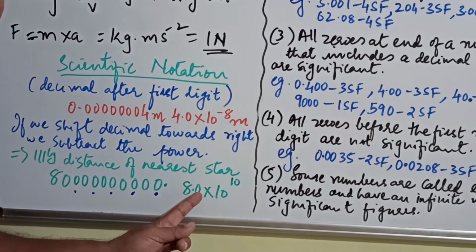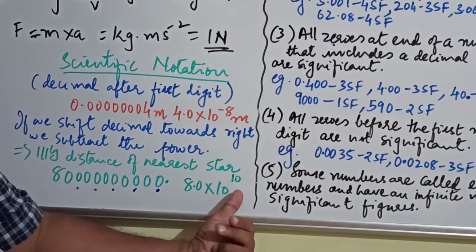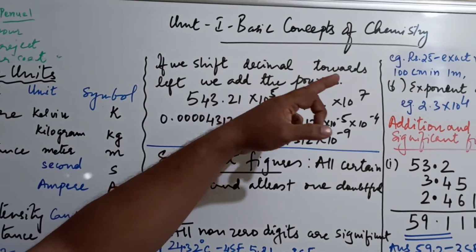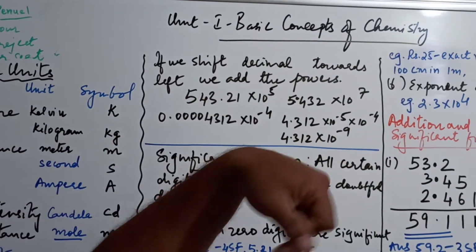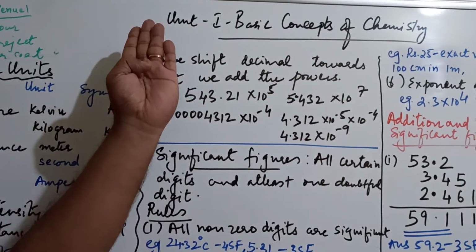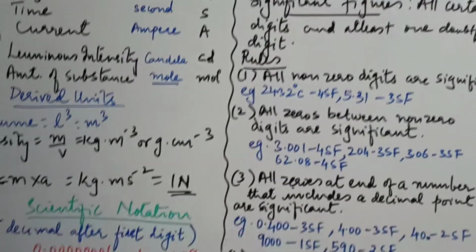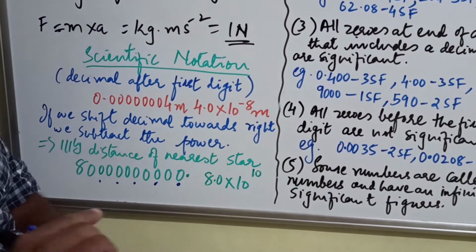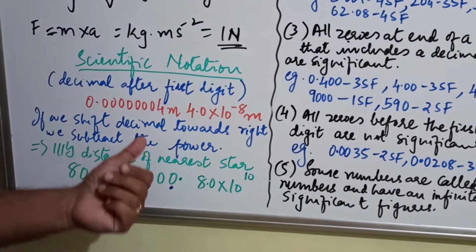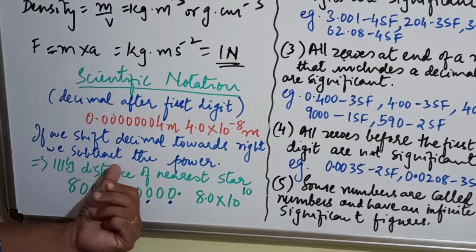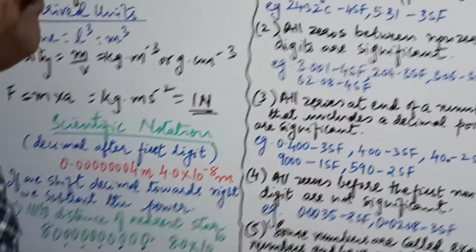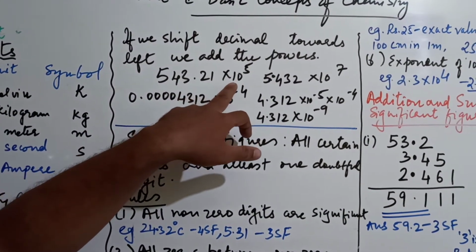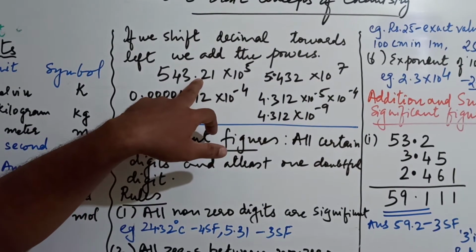So it is 8.0 into 10 to the power 10, because if we shift decimal towards the left, we add the power. So how many digits have we shifted? 10 digits. So that is 10 to the power plus 10, not minus 10, because we are adding the powers. And in the previous case, we are subtracting the power. Here, 543.21 into 10 raised to 5. Now this decimal is shifted to the left.